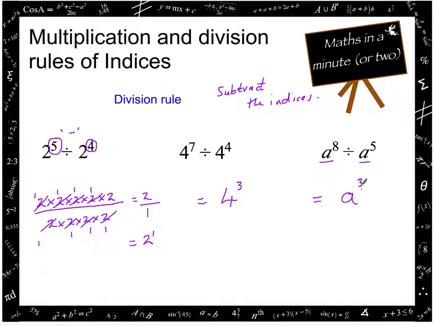Sometimes this might turn out to be a negative power if the number on the top was lower than the bottom. So for example, if you had 7 to the power of 3 divided by 7 to the power of 8, you would still do the first, take the second. So this would become 3 minus 8, which is negative 5. So this would become 7 to the power of negative 5. But you always take the second number from the first number of the powers, and that's it.